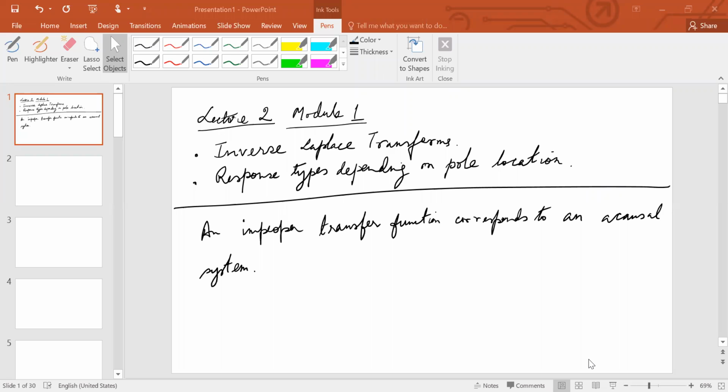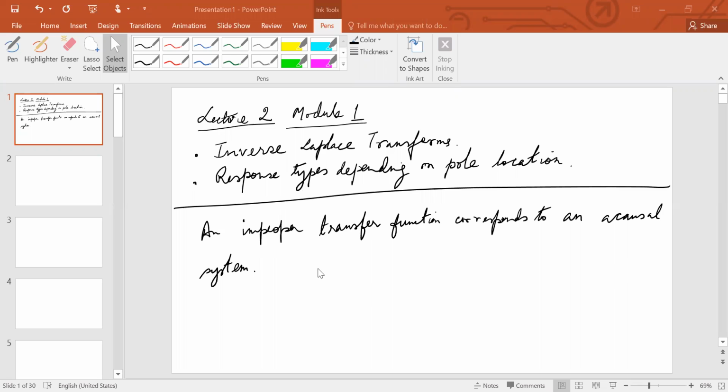All right, so this is going to be lecture 2, module 1, as I just mentioned. And the agenda for this particular module is to see how to get inverse Laplace transforms and also to categorize the system according to the different types of poles. So the system responses categorized according to the different types of poles. But before that, here's one point which I had actually discussed in the interactive session the previous day.